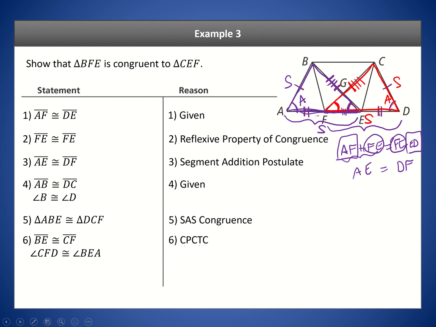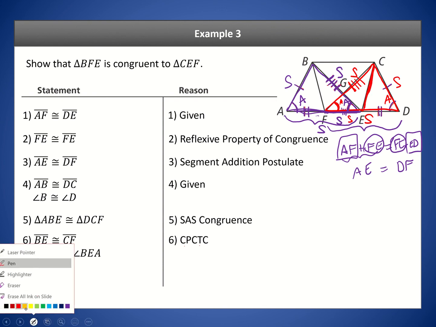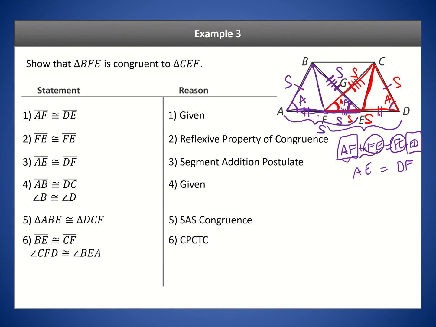All right, so by the CPCTC, we know that those are congruent. And so now we know by side, angle, side for the purple triangle, as well as the side, angle, side for the red triangle. Now we know that those two triangles have to be congruent based off of SAS. And so now we're looking at these triangles in the middle.